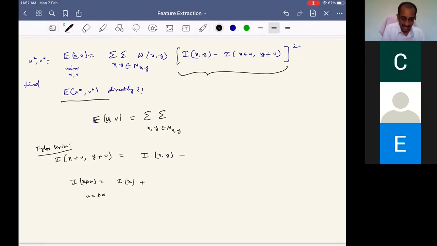So how do you expand I of x plus u? I of x plus u into dou I by dou x, and so on, plus u square into dou square I by dou x square. Of course, there will be some constant here. What is the constant term? Is it 2 factorial? It is divided by 2 factorial. Correct. And then here, divided by 3 factorial, and so on.